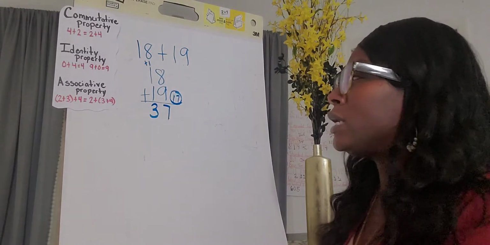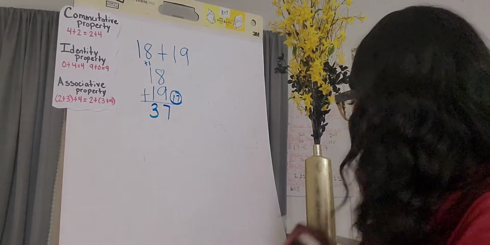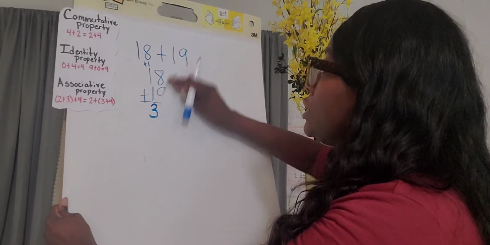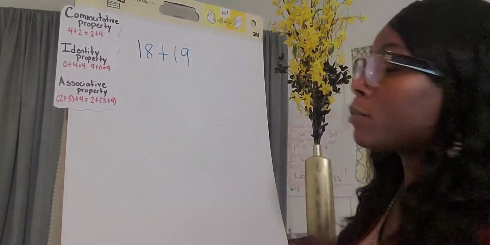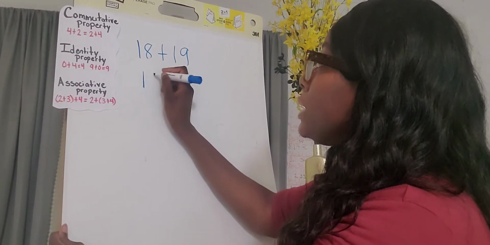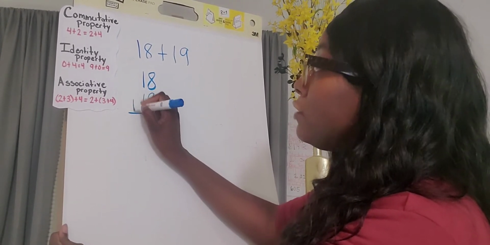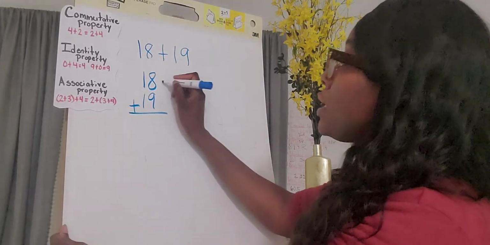Now, let's see if we can solve this a different way. Let's do the same problem. So go ahead and erase what we have. We just solved it by writing those numbers in standard form and we just added them vertically. Now, let's see if we can add them using expanded form. That's one of my favorites too. I like them all. But let's try expanded form.